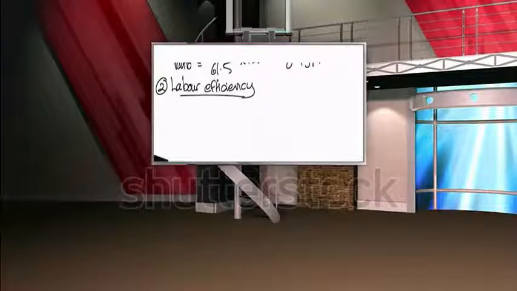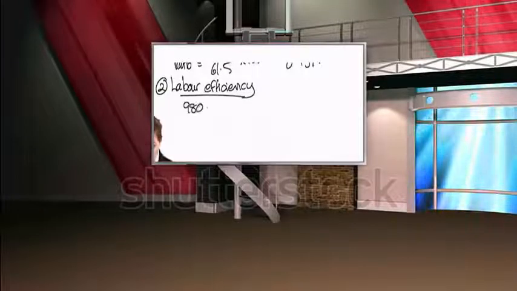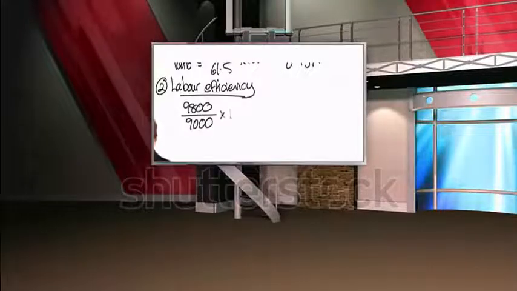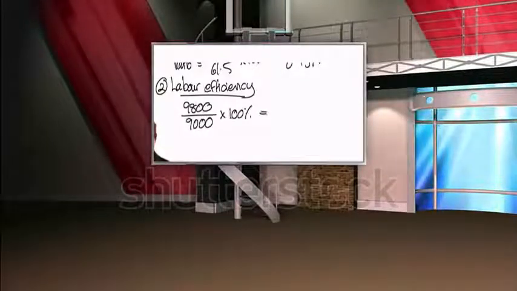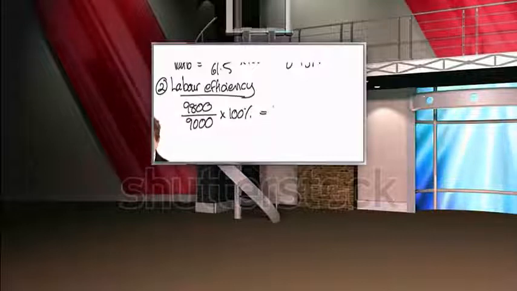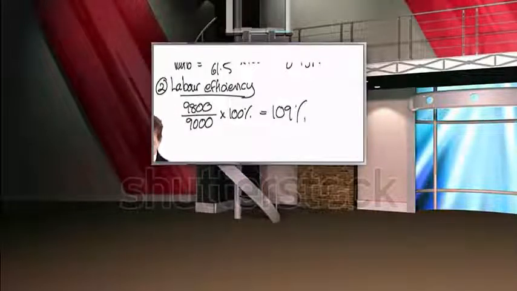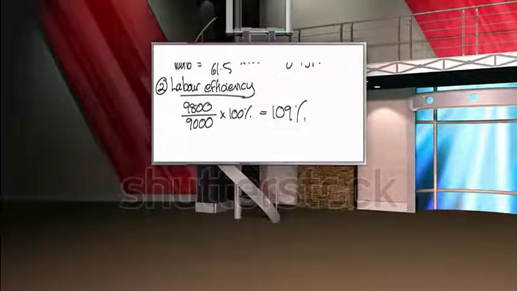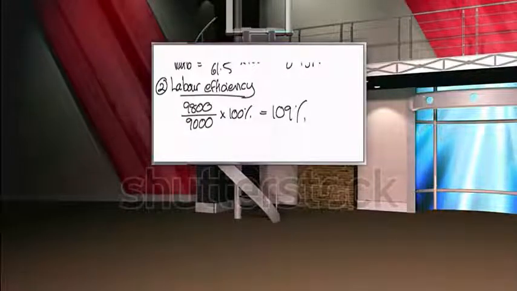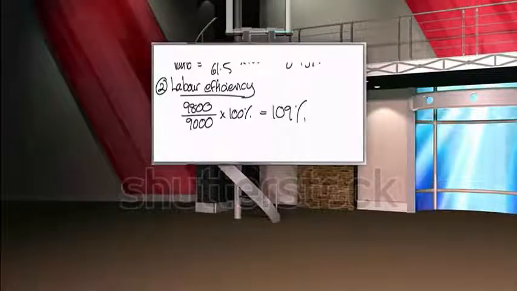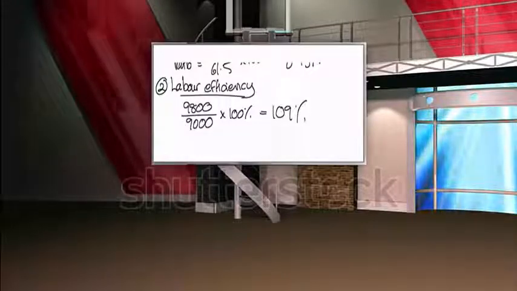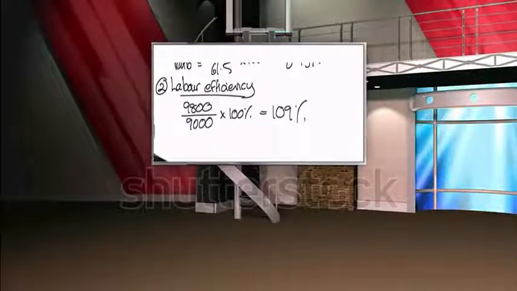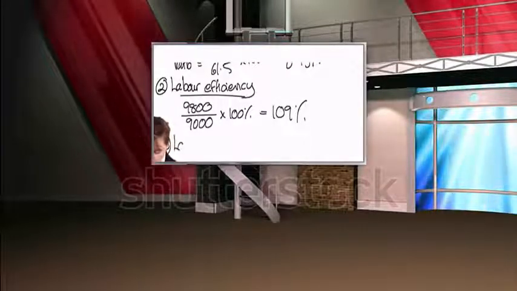Our efficiency ratio is 9,800 divided by 9,000 multiplied by 100%. That gives us 109%. So this is good news. If our efficiency ratio is greater than 100%, it means it has taken our staff less time than expected to produce our units.